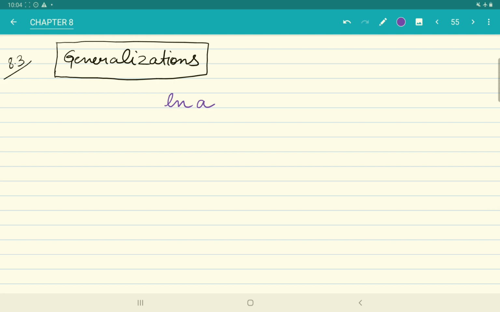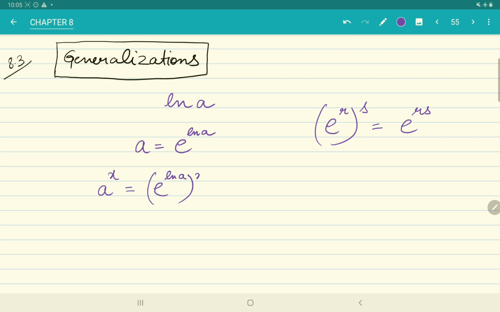Now, if I want to know what ln a is, I know that it is the power to which e has to be raised in order to get a. That means I can now write a is equal to e raised to the power ln a. I also know about this general property, e raised to the power r, and if I raise it to the power s, I have e raised to the power rs. Given this, if I now write a raised to the power x, I can write e raised to the power ln a, raised to the power x, which can then be written as e raised to the power x ln a.